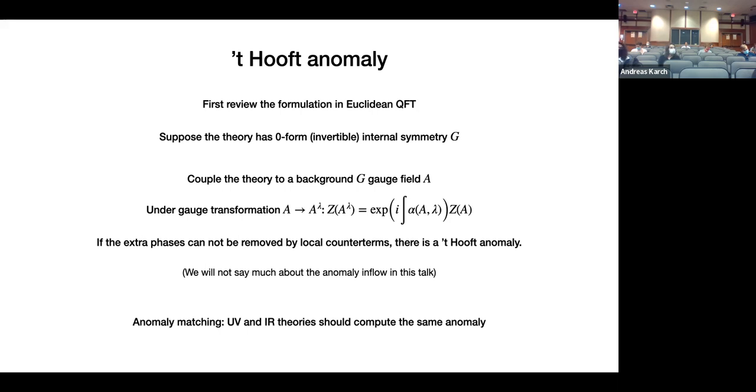Okay, so when we have 't Hooft anomaly, one of the reasons that we care is that we can do 't Hooft anomaly matching, because this calculation is really independent of the scale. So we should get the same result from the UV, the ultraviolet, and the IR theories. That puts some constraint on the dynamics. Once we know the anomaly from the UV, we can say something about the IR theory. And this will be preserved under the RG flow. So this is the more field theorist view on the 't Hooft anomaly.